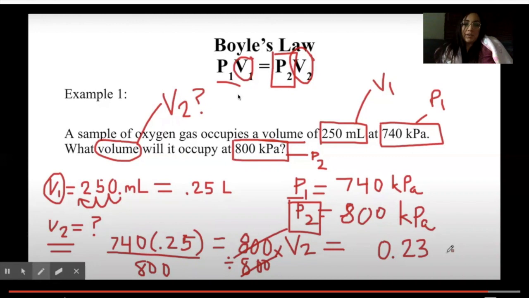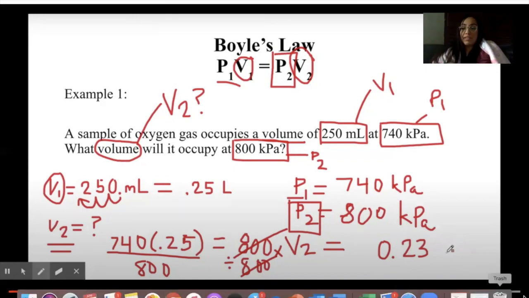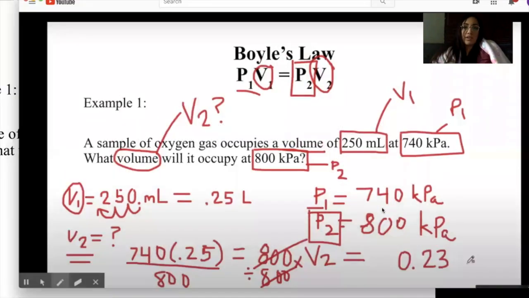And we're going to go ahead and look at the pressure one. Pressure one was 740 and pressure two was 800. So if the pressure is 740 and then it went up over here, that means that if our P2 went up, our V2 should go down. So that's what happened here. Our V1 was 0.25 and our V2 was 0.23. So you should always see those things happening also. So that'll be another indication that you did this correctly.